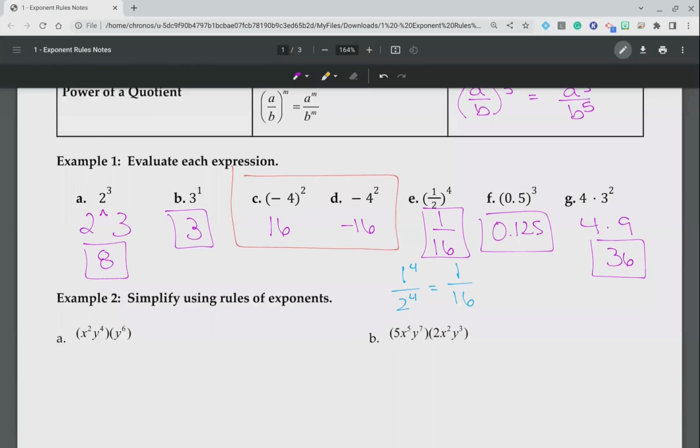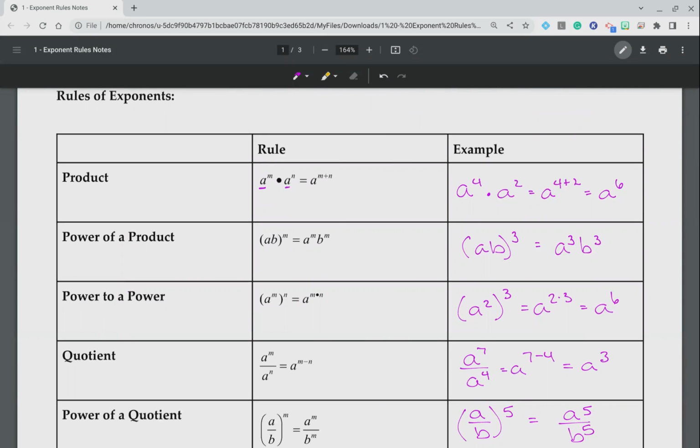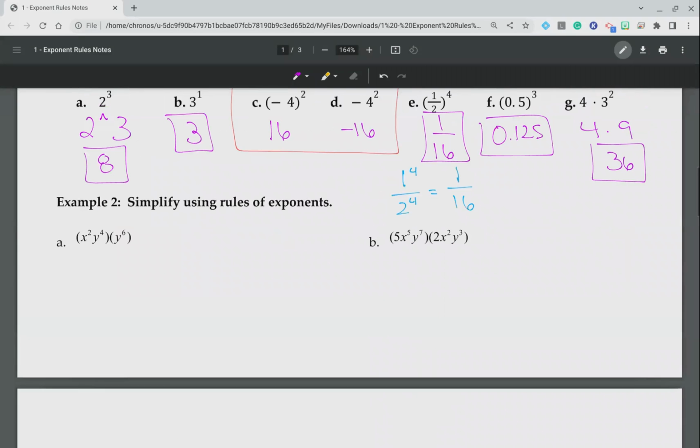All right, now let's practice these exponent rules. Okay, so this first one, we have 2 things multiplied together. And remember, when we have the same base and they're multiplied together, that is the product rule. And we add those exponents. So for example, on this one, I only have one x, so this stays x squared. And then I have y to the fourth, and I'm adding 6 to it. So this is going to be x squared y to the 10th power.